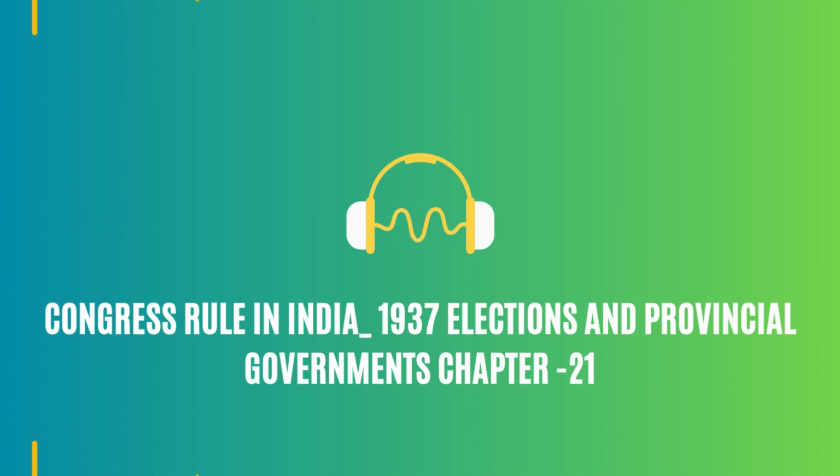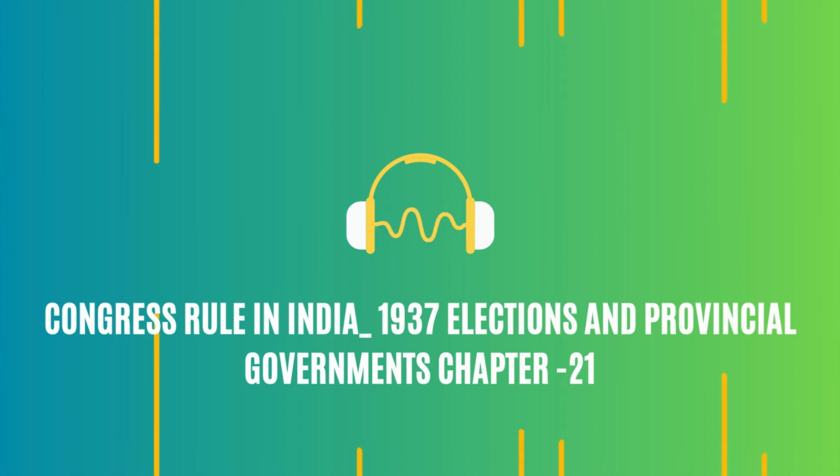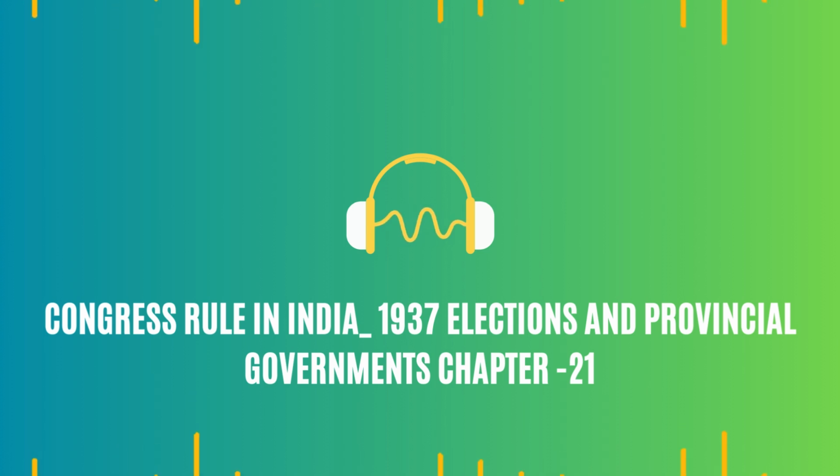One of the first things the Congress ministries did was to uphold their promise of safeguarding civil liberties. They lifted bans on newspapers that had been critical of the British government, released political prisoners, and restored pensions of officials who had been penalized for participating in the civil disobedience movement. So right away, they're sending a message. Things are different now. We're in charge. We're going to prioritize freedom and justice.